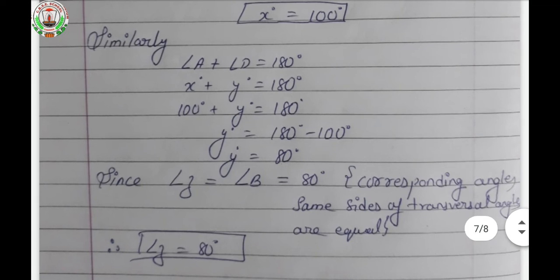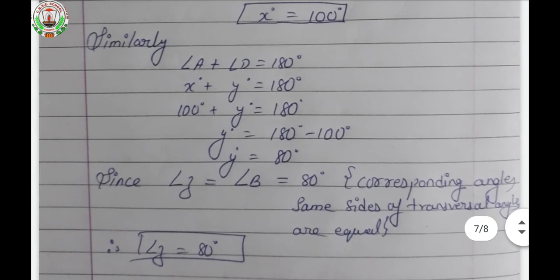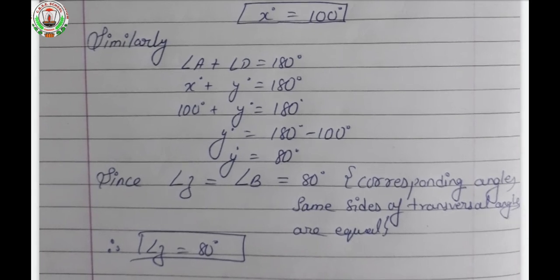It is due to the corresponding angle. We can say that it is a corresponding angle. That's why angle Z value will be equal to 80. Okay, that means angle Z will be equal to angle Y. It is a corresponding angles.